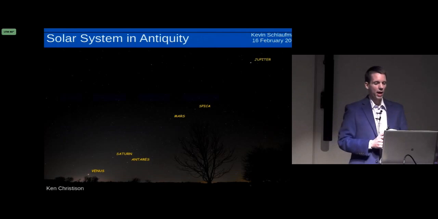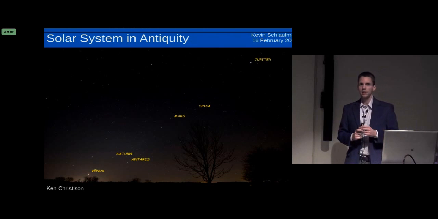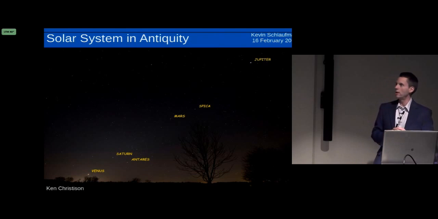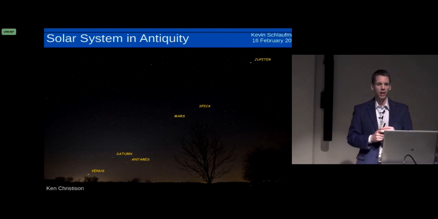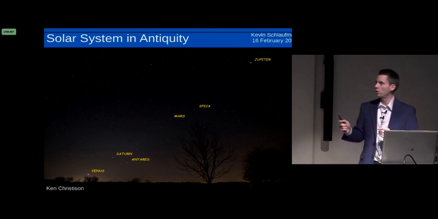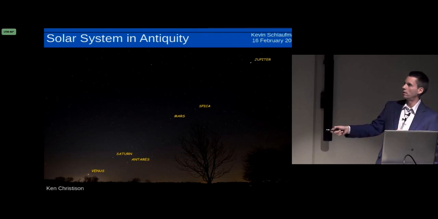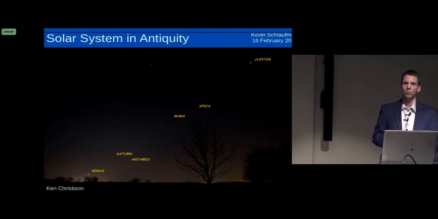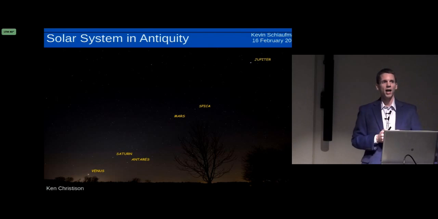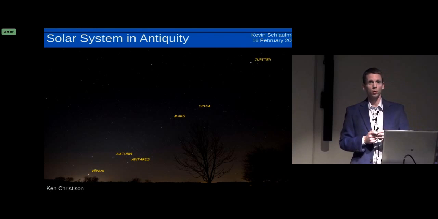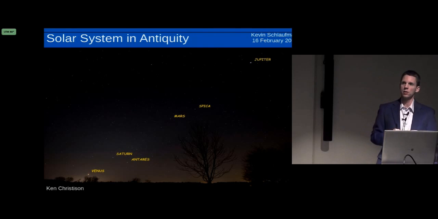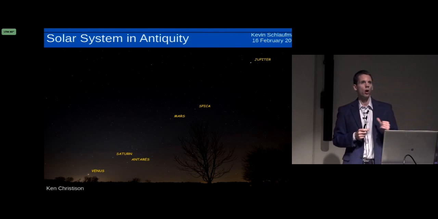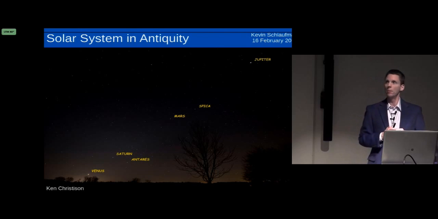So if we were to go back in time and ask an ancient astronomer what they meant when they said a planet, they would refer to some subset of these things pictured right here. So this is a picture from the night sky about a year ago when the 5 naked eye solar system planets, that is Mercury, Venus, Mars, Jupiter, and Saturn, were all visible in the night sky all at one time.